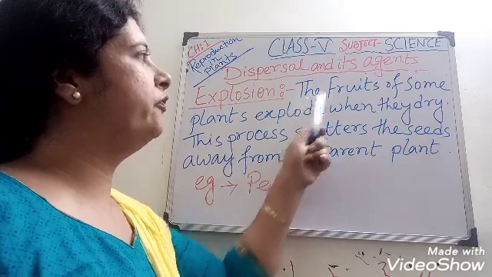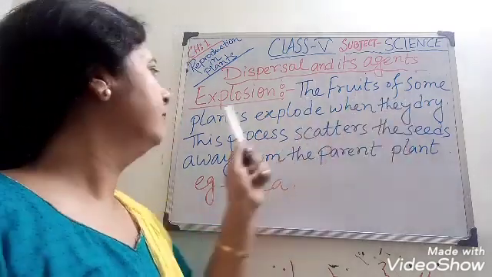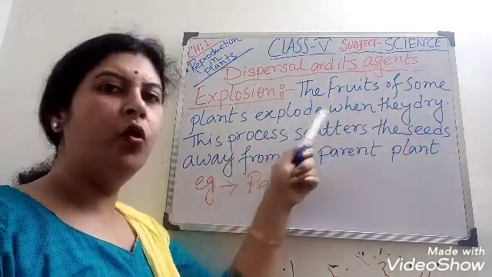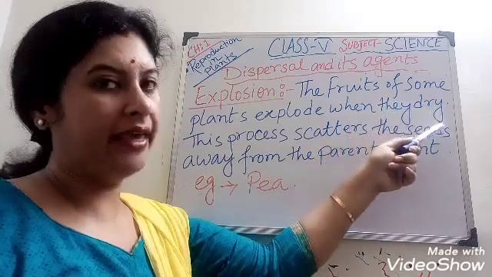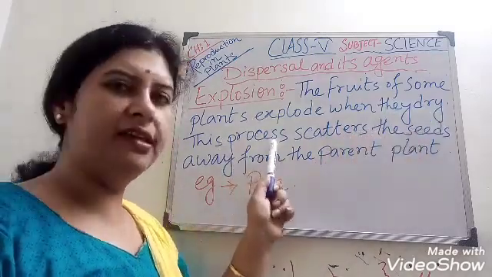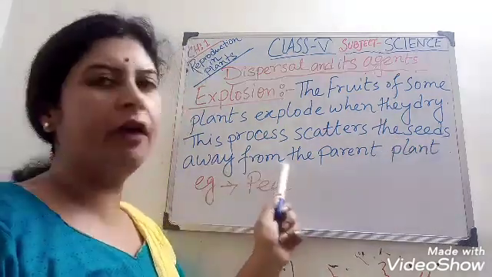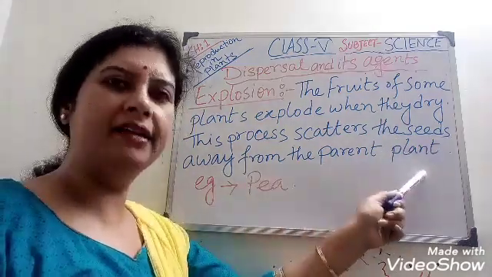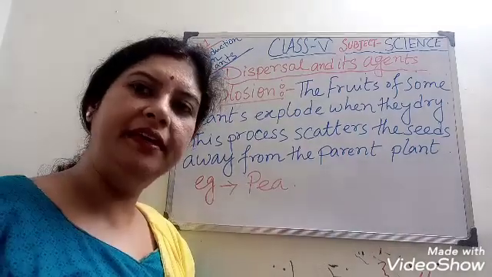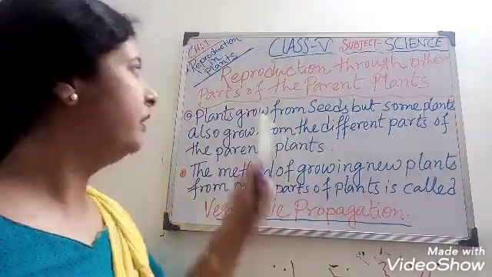Explosion. The fruits of some plants explode when they dry. This process scatters the seeds away from the parent plants. Example, pea.